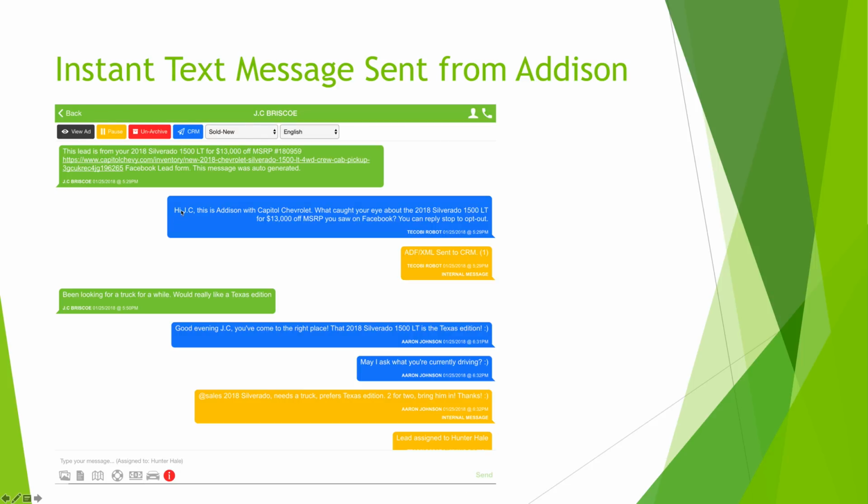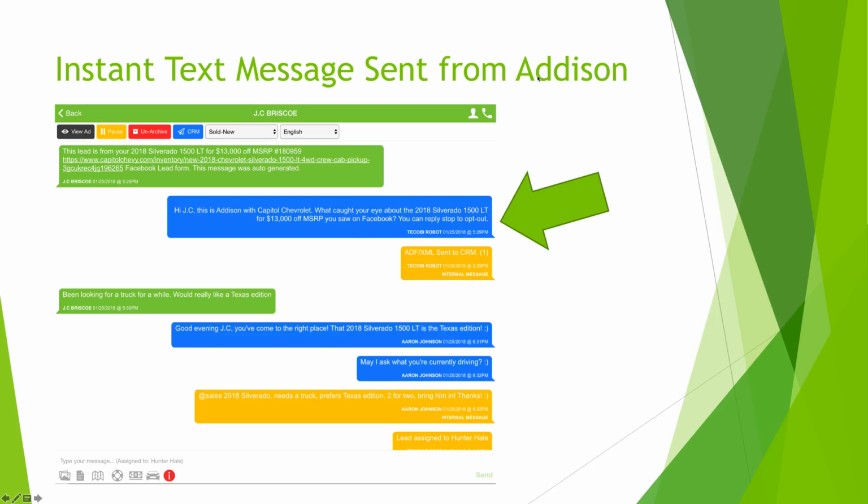The first message that went out is, "Hi JC, this is Addison with Capital Chevrolet. What caught your eye about the 2018 Chevy Silverado 1500 LT for $13,000 off MSRP that you saw on Facebook? You can reply stop to opt out." That is the first message that's sent out.